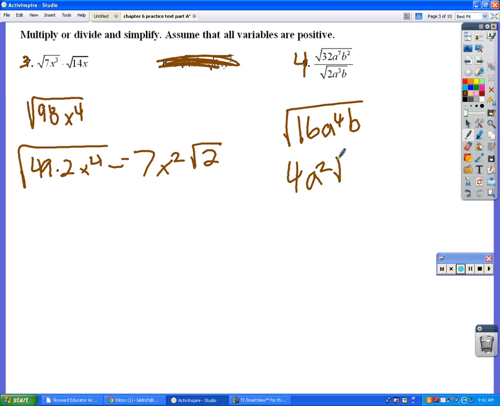And I don't know the square root of b, so I have to leave that underneath the square root sign. And now I'm done. Okay? Okay, any questions on either one of those?